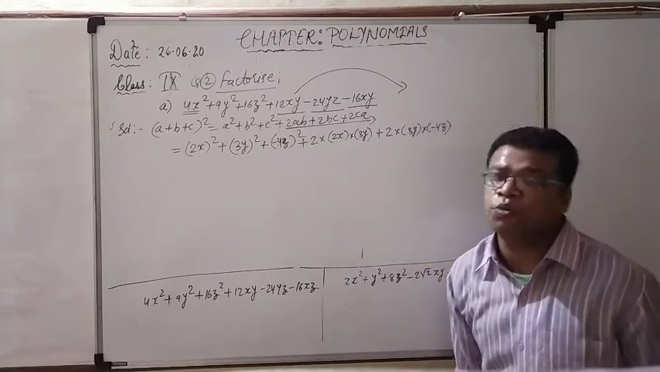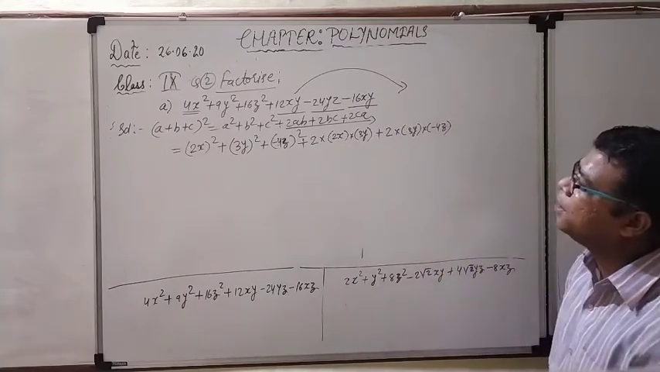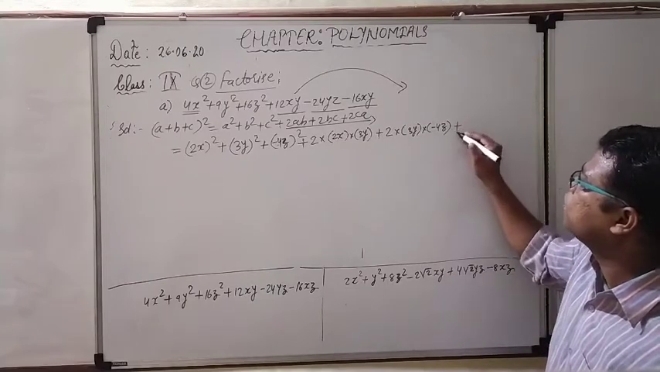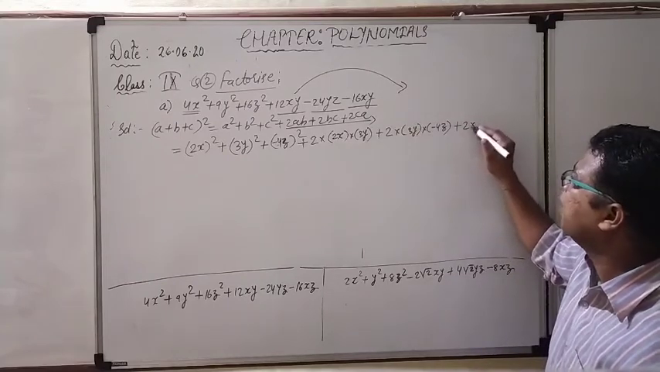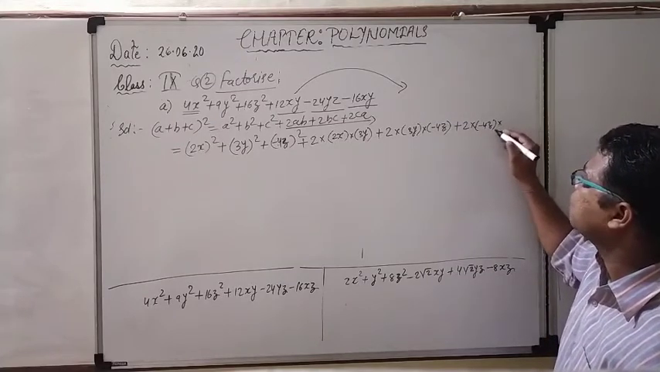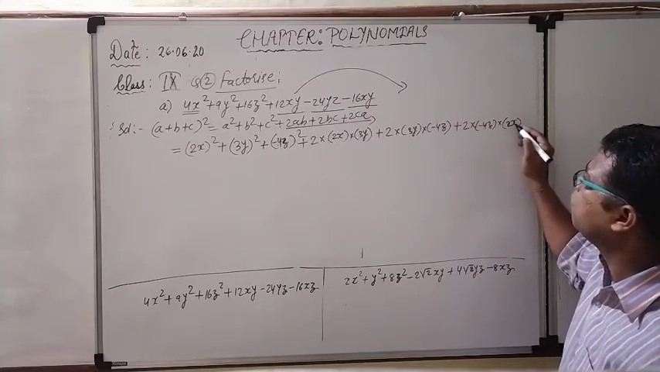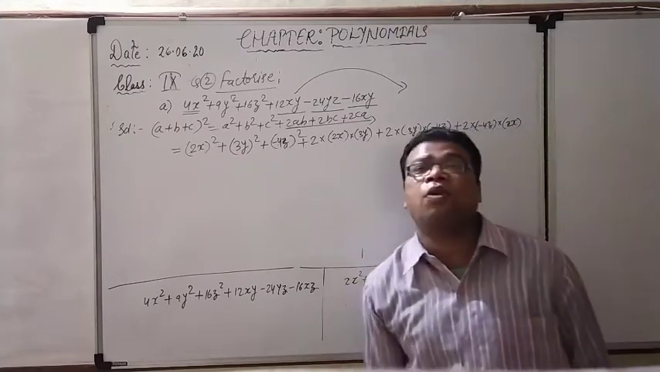Whether you put the multiplication sign here or not, it is always considered a multiplication, no need to worry. Plus 2ca means 2 into c. What is there in place of c? Minus 4z. What is there in place of a? Again 2x. So in this way you can put the values. Now again you can cross check the thing.